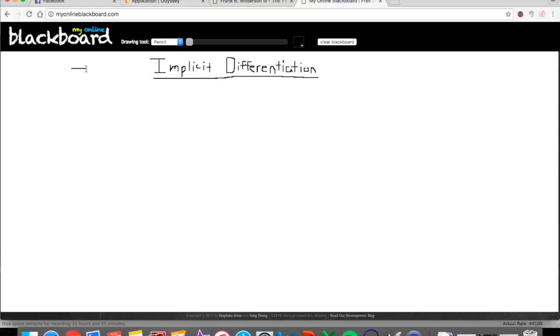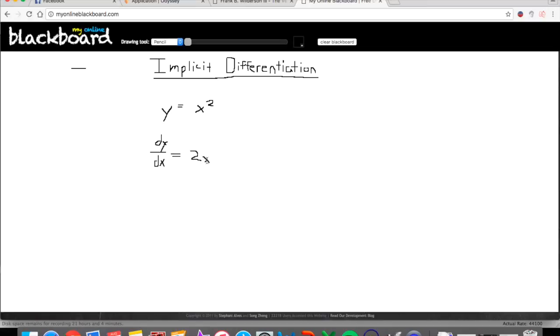Implicit differentiation is basically an application of the chain rule. I'm going to first use a really simple example: y is equal to x squared. We're going to try and find the derivative. Now when we find the derivative, we're going to do it with respect to x, and the way we write our answer is the derivative of y with respect to x is equal to 2x.